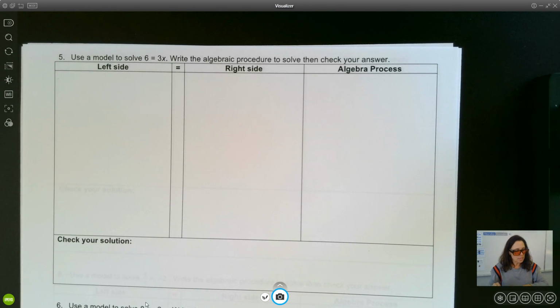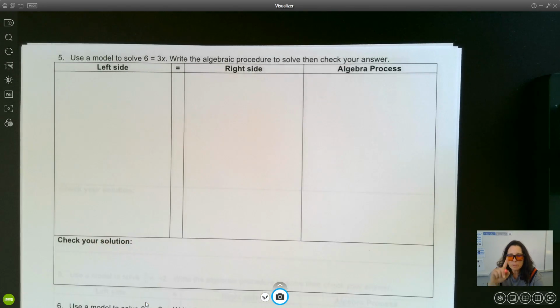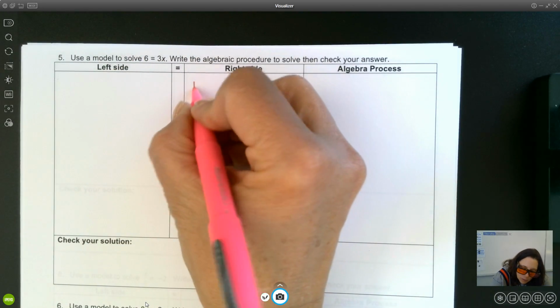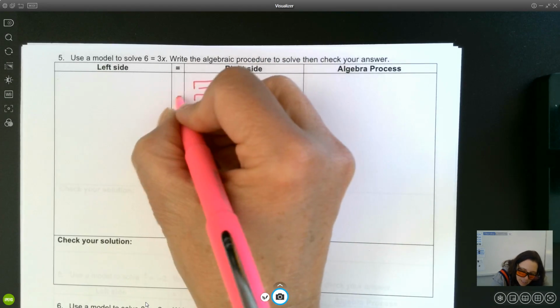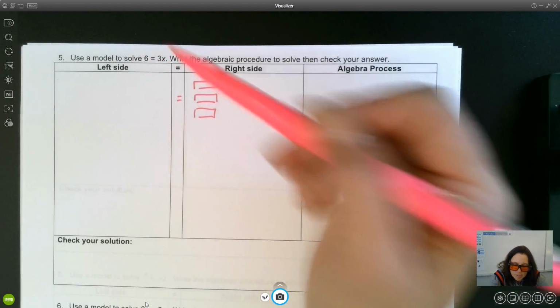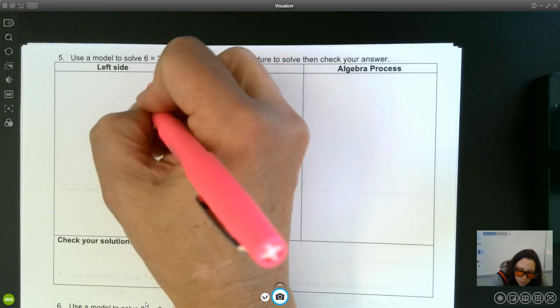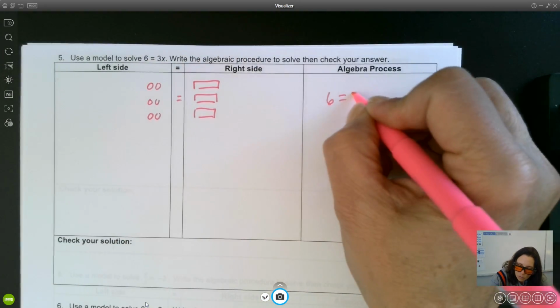6 equals 3x. I could put 6 like this and 3x like this, but I want to try to think in stacks this way. What would happen if I did my 3x's like this? And how could I arrange my 6 tiles into these 3 lines? Hopefully you're thinking 2, 2, 2. Isn't this 6 equal 3x?